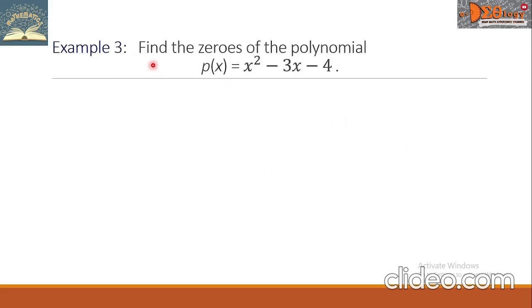Example 3. Find the zeros of the polynomial p of x equals x squared minus 3x minus 4.